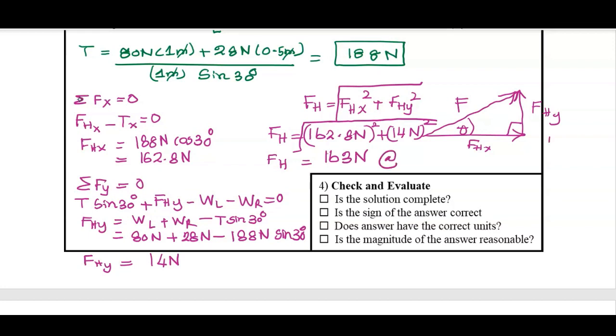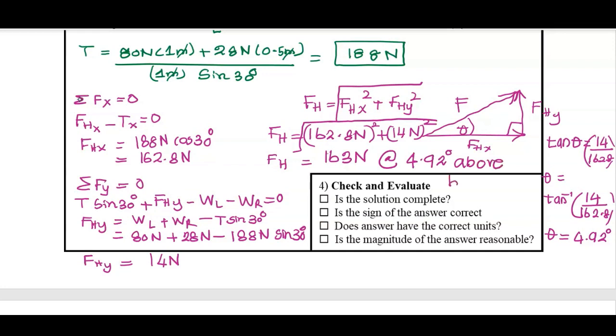So I'm going to find the angle. We need to use tan theta. You don't have to necessarily use tan theta. You could use sine, cosine, or tan theta, because now we know all three sides of our vector triangle. So theta is inverse tan of 14 divided by 162.8. And I get 4.92 degrees. I rounded it off to three significant figures. And it's above the positive x direction, above horizontal.